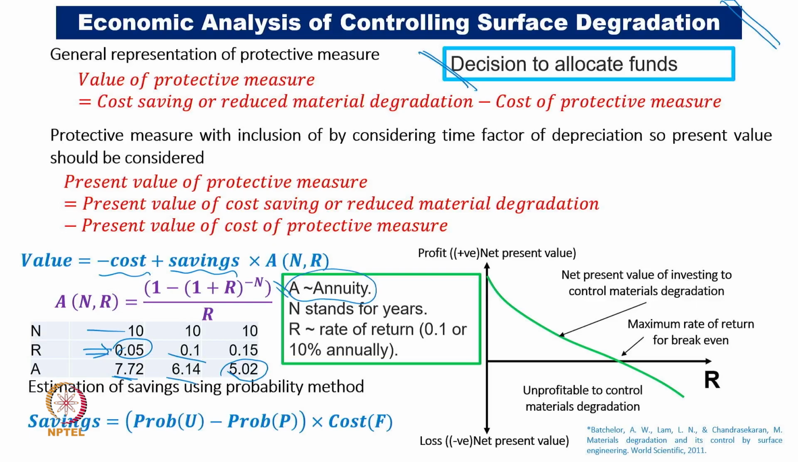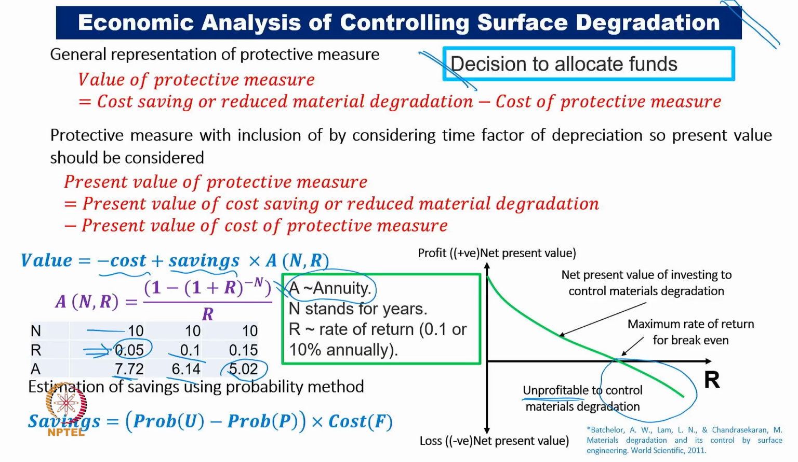This is the same slide which I had given in the earlier lecture, but I am trying to connect it with the present lecture. And we say here also, in this situation, if this green line goes on the negative side, there is no point. It will be unprofitable to go ahead with controlling the surface degradation. There is no point to go ahead with the surface degradation.